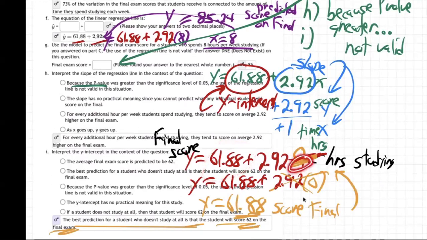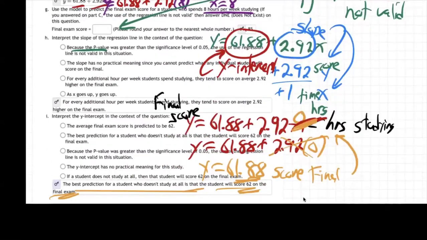Because if you plug in x as 0, then that part just drops off and y just equals that part in the front, the y-intercept. So the y-intercept is the score the student would get if they studied 0 hours per week. They would get a 62 on the final, is predicted. That's what that means. All right.